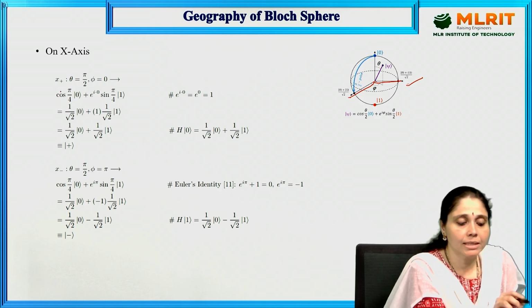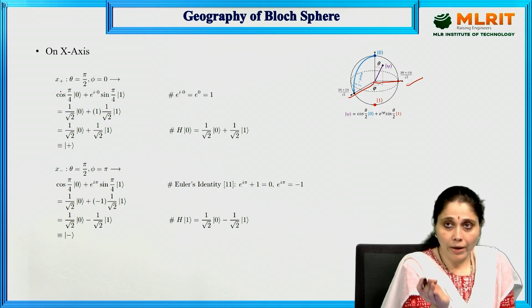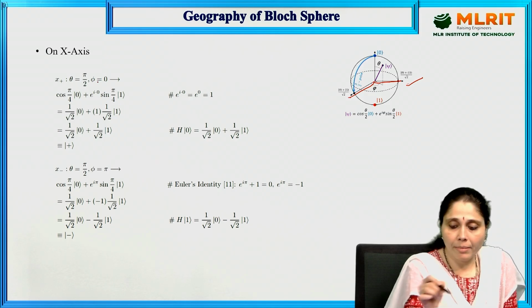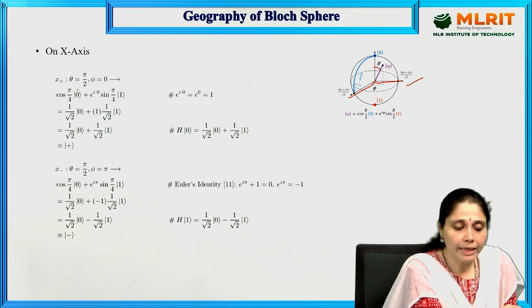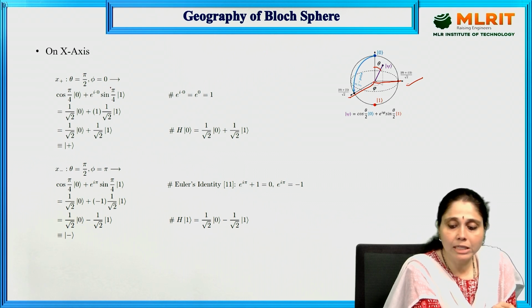So x plus, in the positive quadrant, is theta equal to pi by 2. Theta is the angle. So this is the theta angle. It acts on ket psi. So theta is equal to pi by 2 and phi is equal to 0. The phase angle, the azimuthal angle, will be equal to 0 in this case. So cos pi by 4 ket 0 plus e power i 0 sin pi by 4 ket 1. So e power i 0 means e power 0, that is equal to 1.